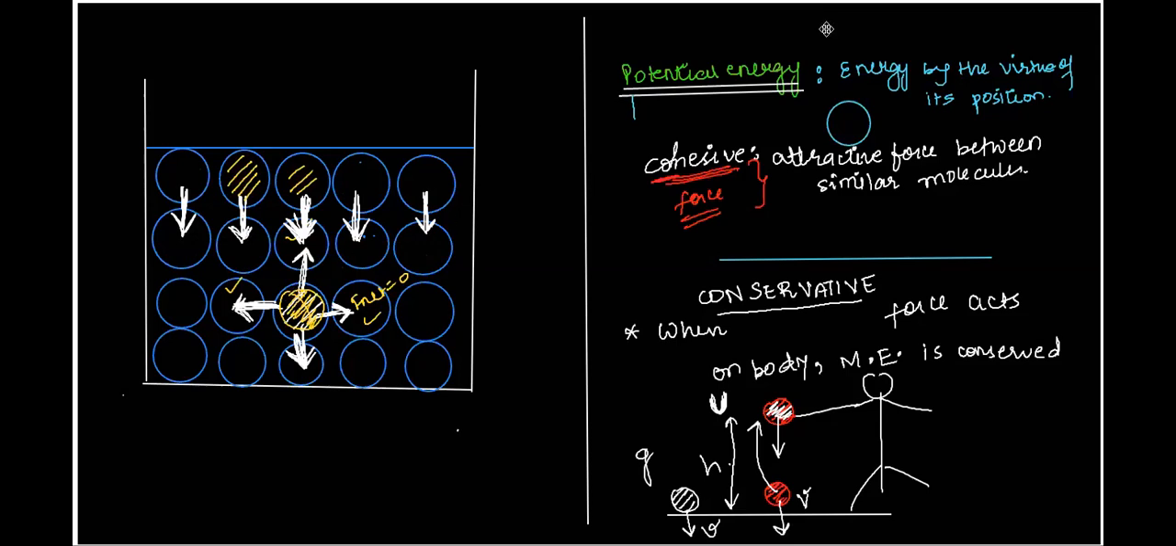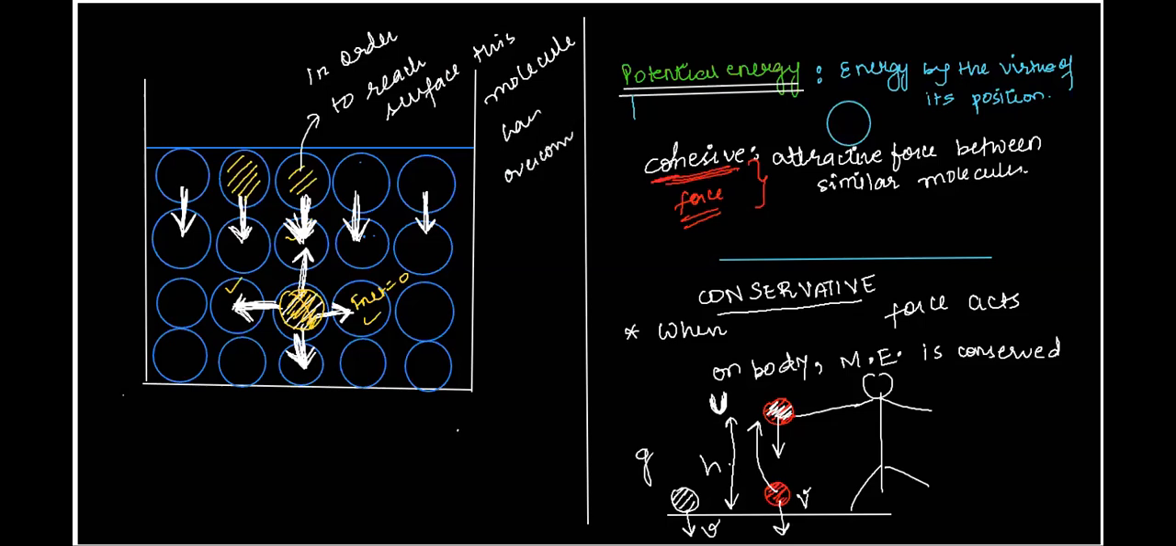Whereas a particle present over here at the bottom is being acted upon by force from all the sides. So what has this particle done? In order to reach the surface, this molecule has overcome the other attractive forces at the bottom, which were acting upon it. Is my point clear?